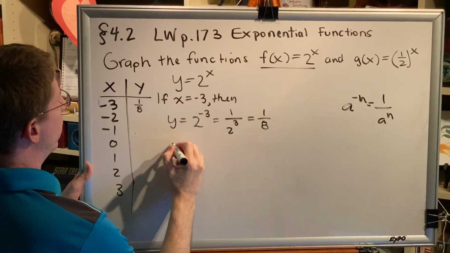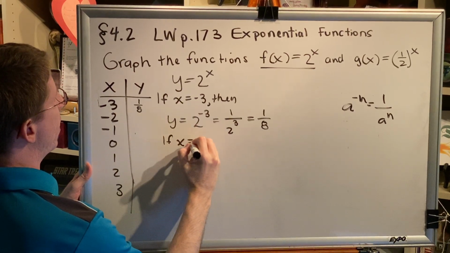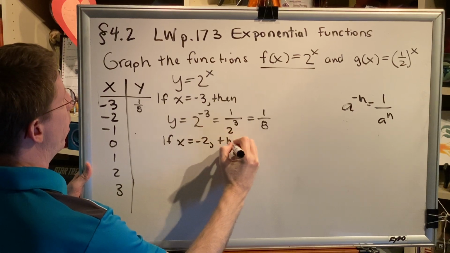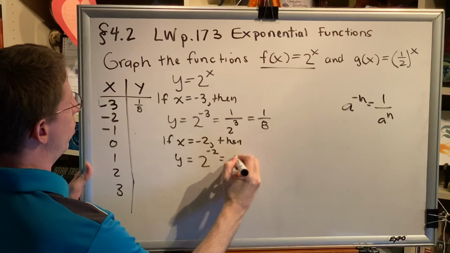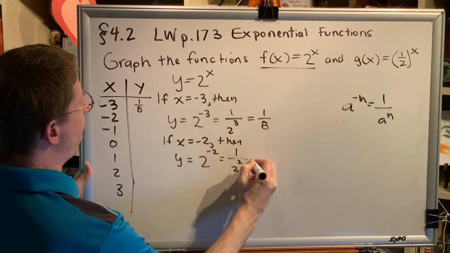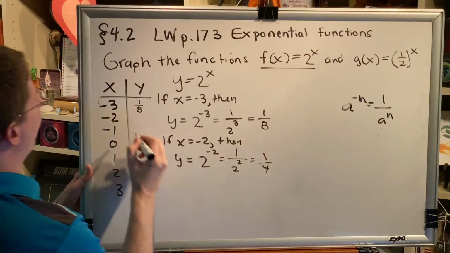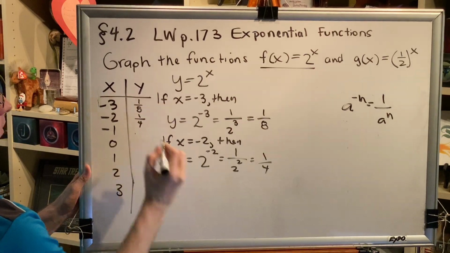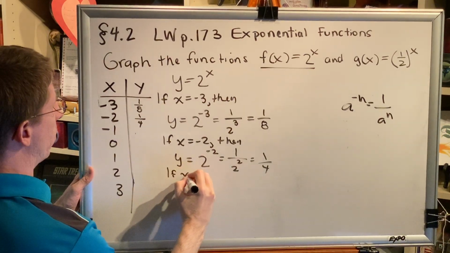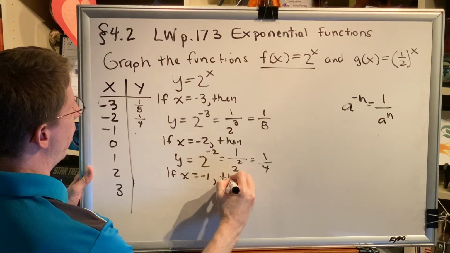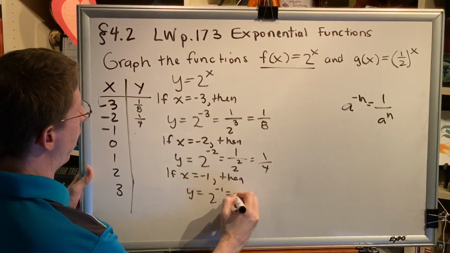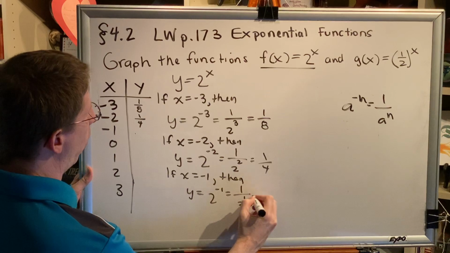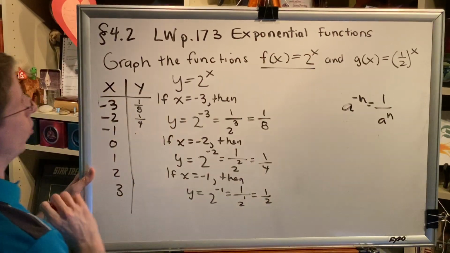Let's continue. If x equals -2, then y equals 2 to the -2, which is 1 over 2 to the positive 2, which is 1/4. If x equals -1, then y equals 2 to the -1, which is 1 over 2 to the 1, which is 1 over 2, 1/2.